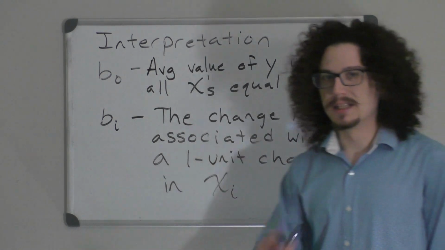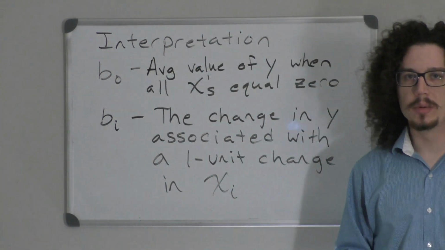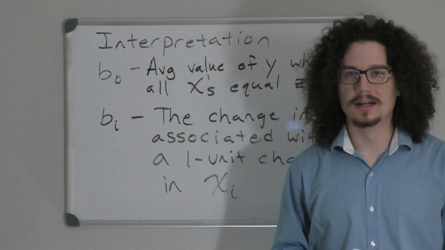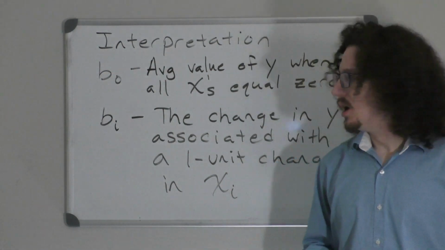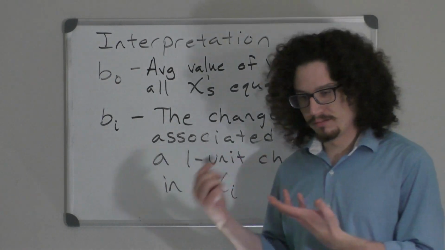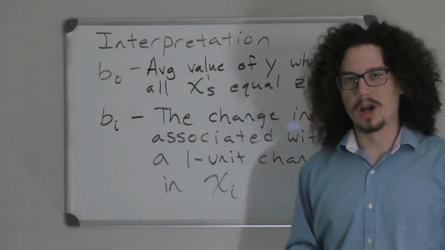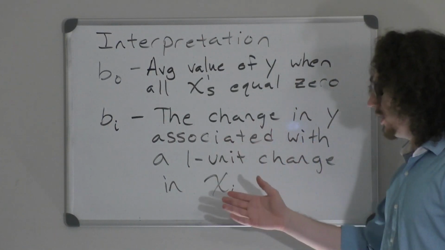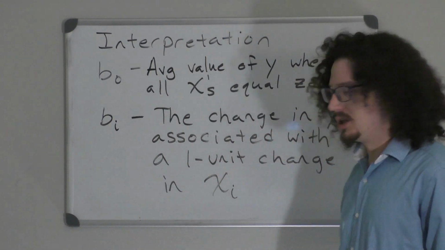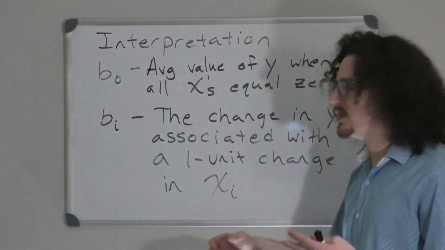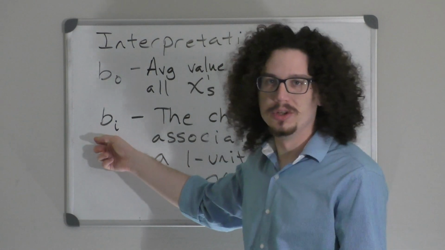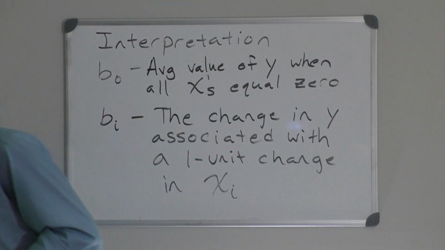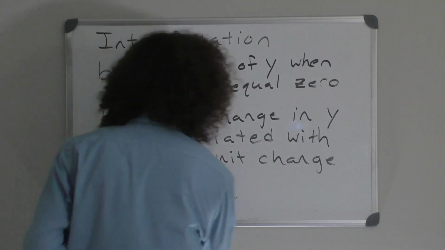So the interpretation for BI is that it is the change in our dependent variable for a 1 unit change in the particular independent variable, right? This probably makes more sense when we actually do some examples. But again, a 1 unit change in xi is expected to lead to a BI unit change in y, or the dependent variable.